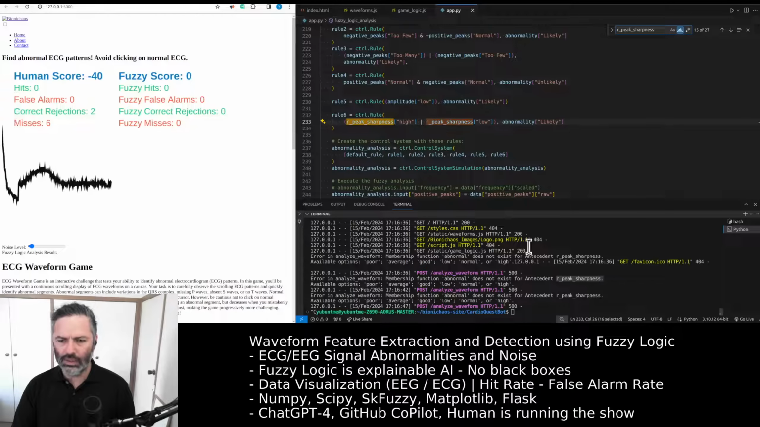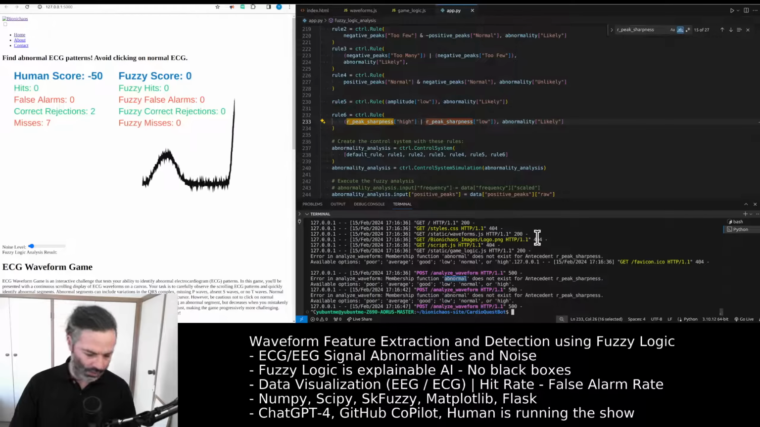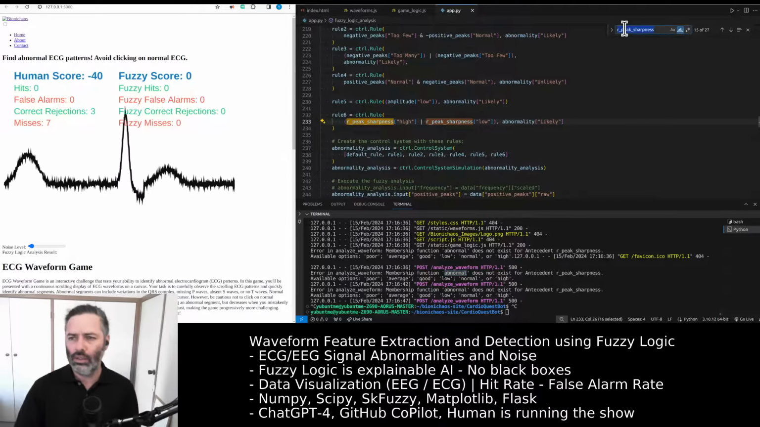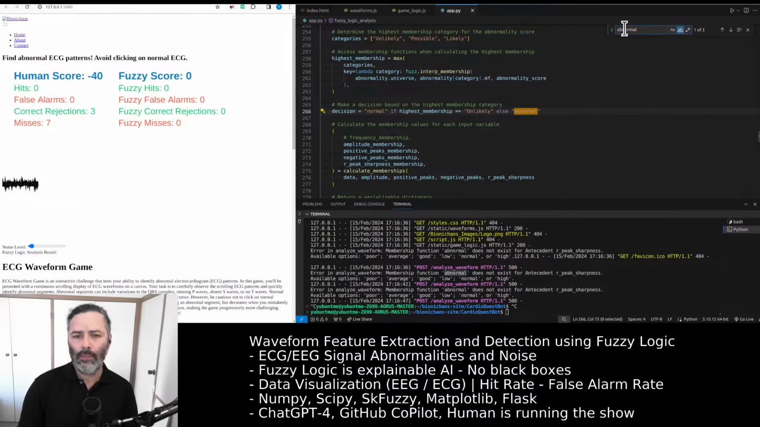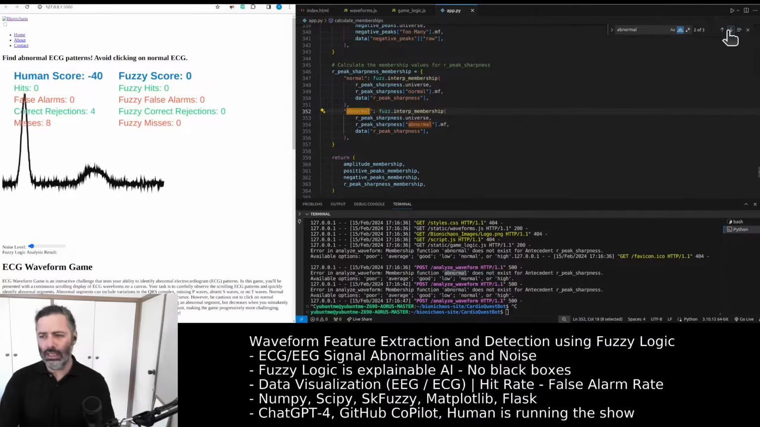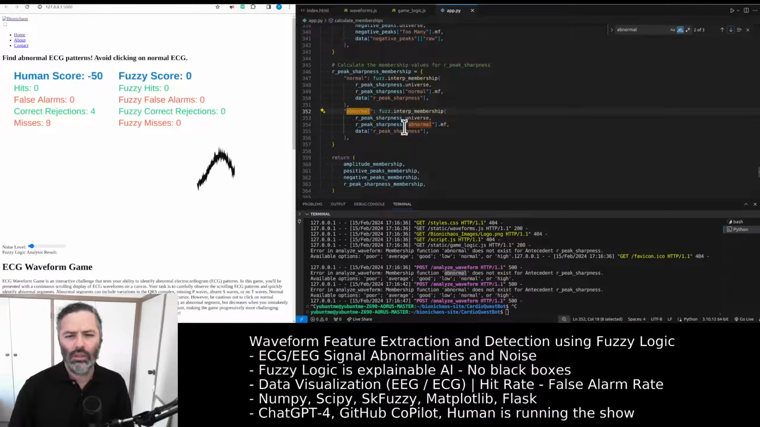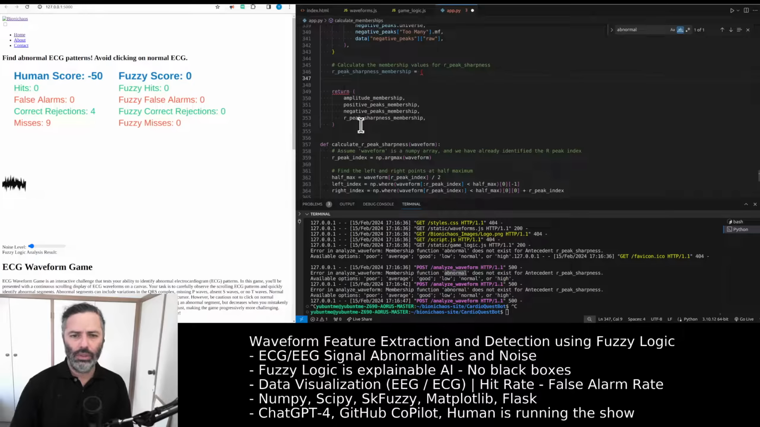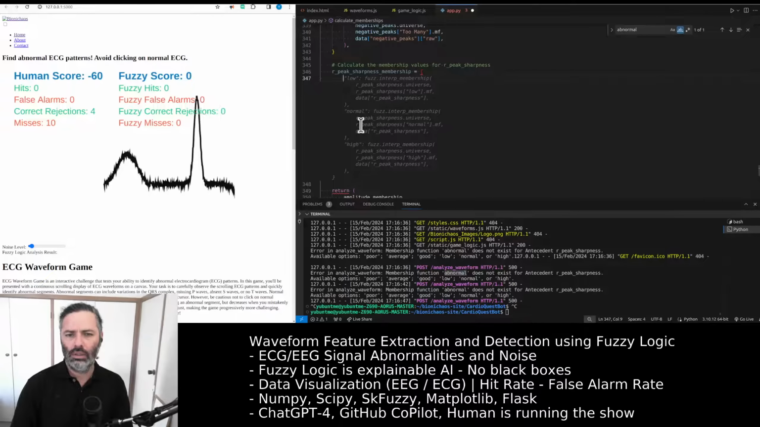Subnormal doesn't exist. We don't actually use normal or abnormal. Should get rid of it. No, we are using it for the decision, but not for this. Yeah, we have low, normal, high.